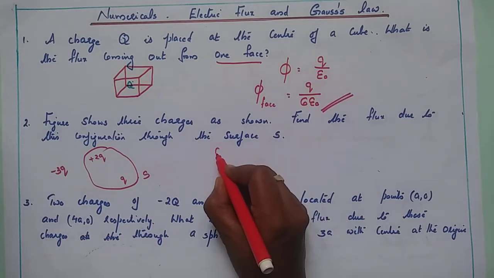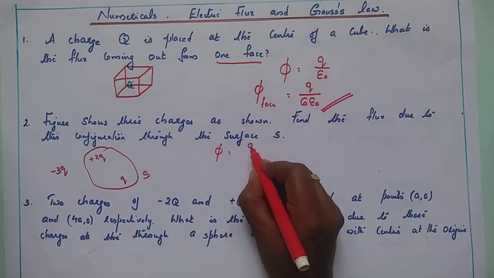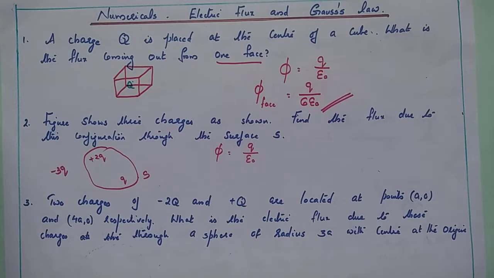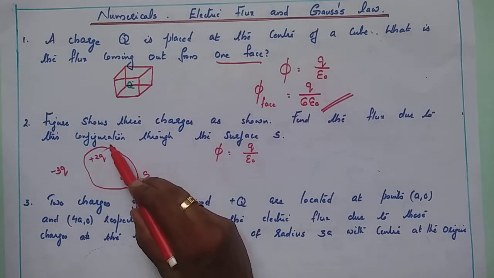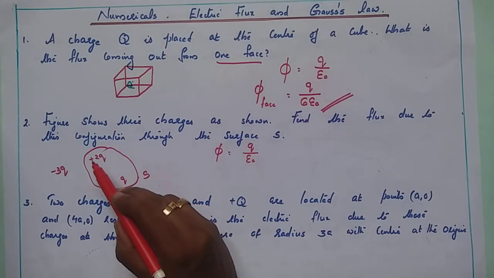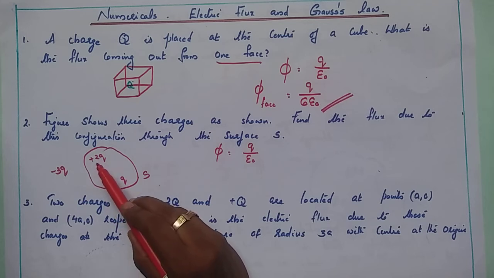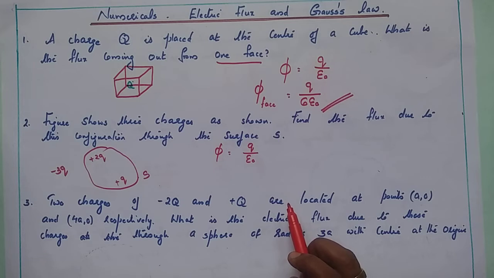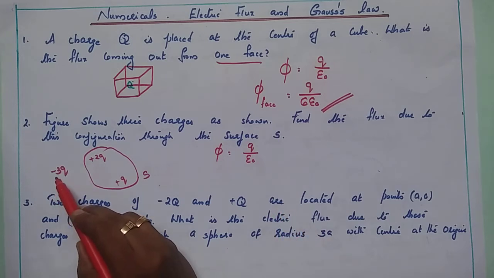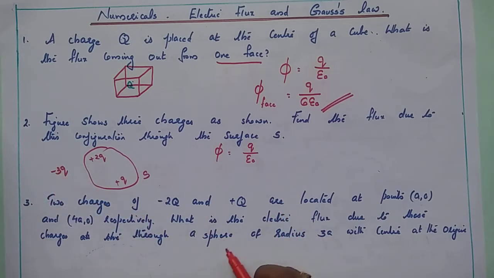Again we can apply Gauss's theorem. We have phi equals charge upon epsilon 0. What is the flux passing through the surface? Here the surface encloses 2 charges. What are the 2 charges? Plus 2Q and plus Q. These are the 2 charges enclosed by the surface, and minus 3Q is the charge outside the surface.